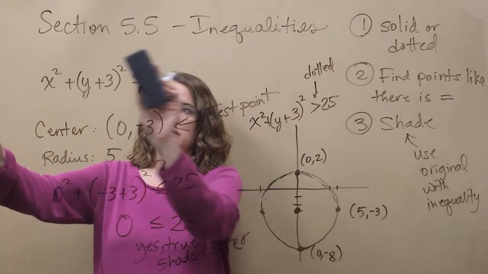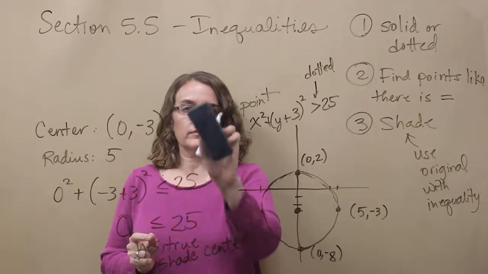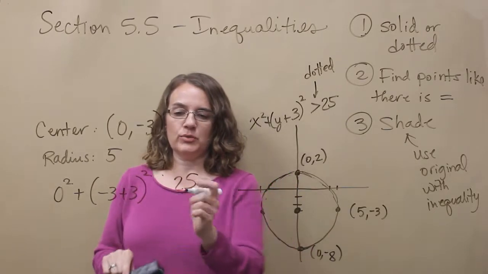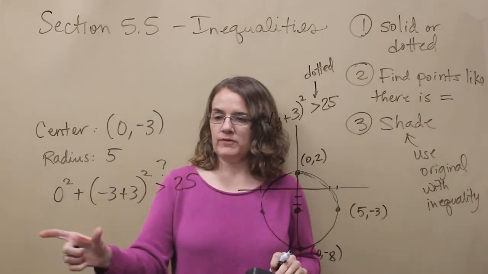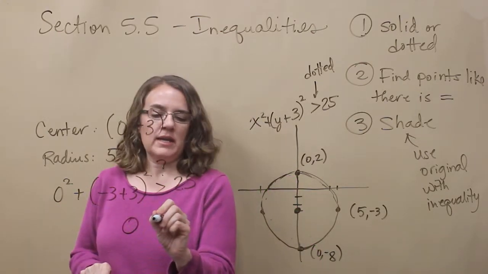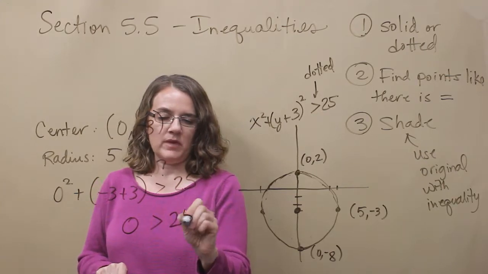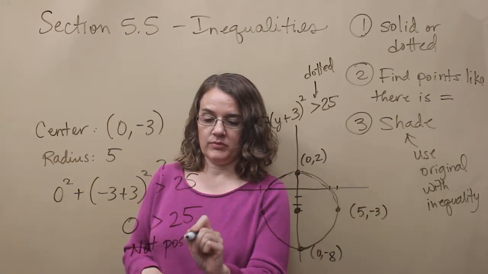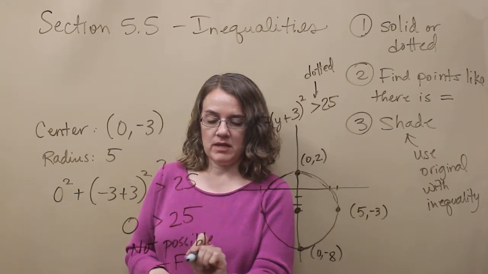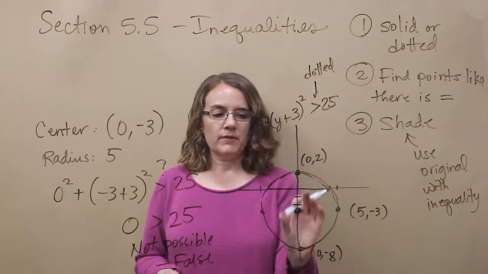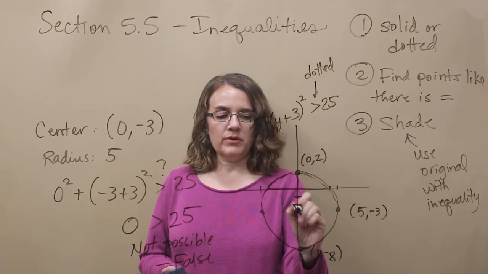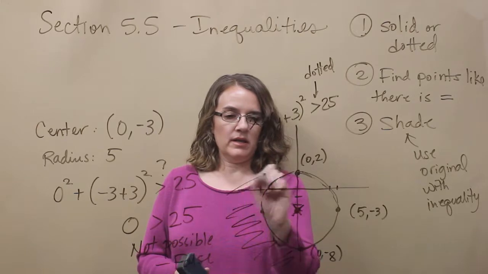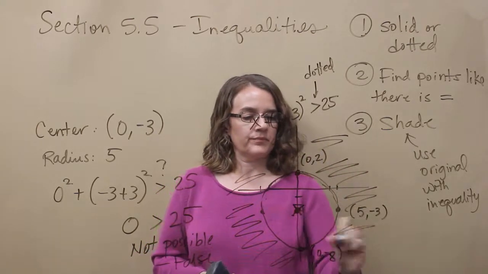And the other thing that would change is plugging this in. So let me go ahead and erase this. All right, so now if I'm looking at greater than 25, if I plug this in and I have 0 is greater than 25, we're going to know that where our center is, this is not possible. This is actually false. There's nothing wrong with getting a false answer for our test point. It just means wherever our test point is, which right now is the center, everything else out here is where we would shade.